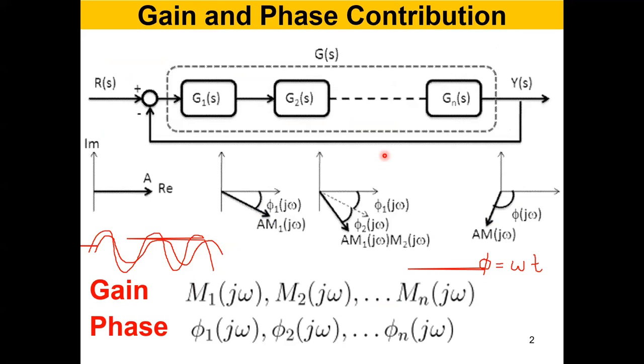So any questions about this, the frequency signal propagation from input to the output through a series of blocks, and how the total phase and total gain is calculated? Any questions about that? All right, then we will leave it there.